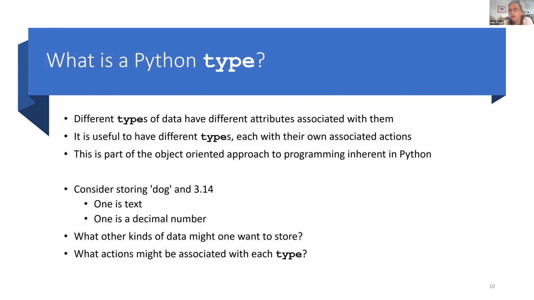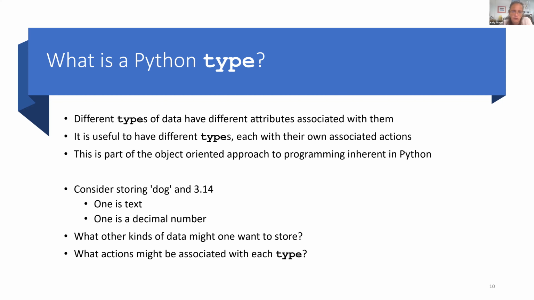So in Python, there is this concept of type. And what is type all about? Well, do you agree that dog and 3.14 are not really the same kind of a thing? You might want to do math with 3.14, but you probably are not so interested in doing math with dog. You're probably interested in somehow processing that text, maybe putting it into a sentence or something like that. So we have this idea of types where we have different attributes associated with them depending on what their type is that makes sense for working with that kind of data.